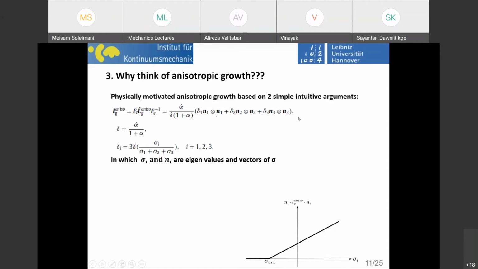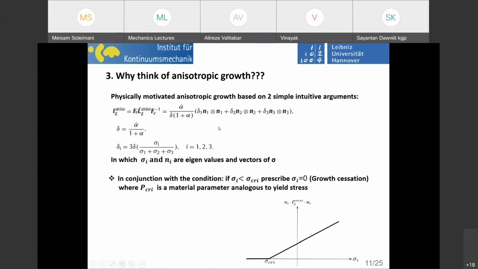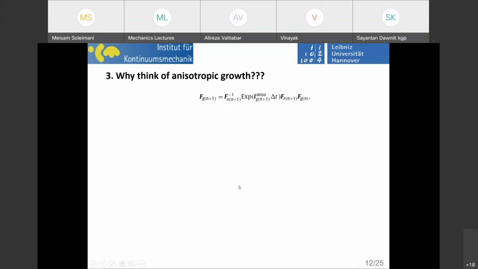So you restore that isotropic growth. So in this way, simply speaking, we are basically manipulating the identity tensor in a way that we have some preferred directions. This is the first point. The second point is that we have this cessation condition, this cessation of growth. That means that if the compressive stress reaches a certain value, then the growth stops. As I told you, those things are the eigenvalues and the eigenvectors of basically the Cauchy stress. So this is the idea of that.